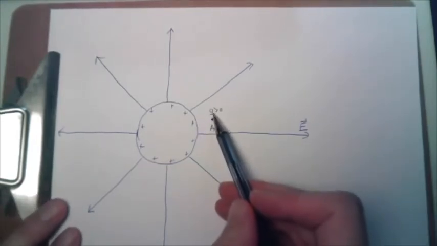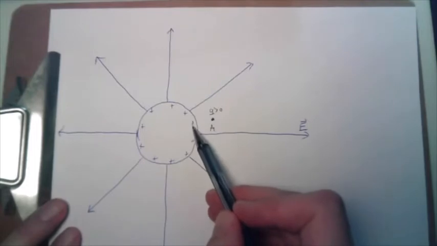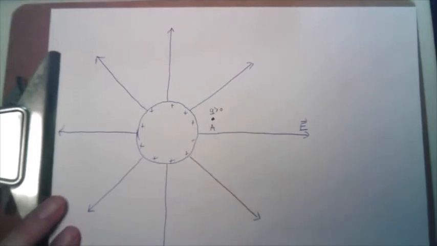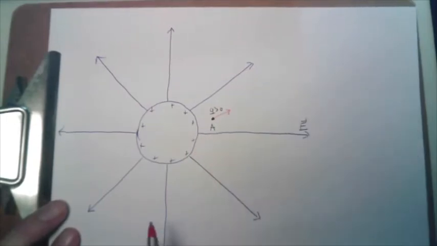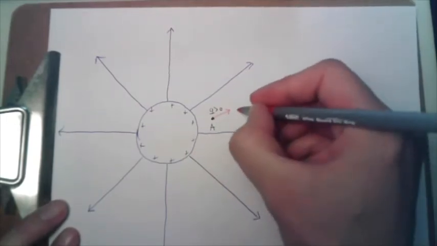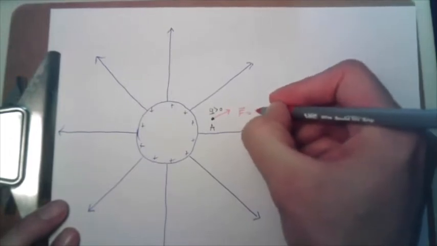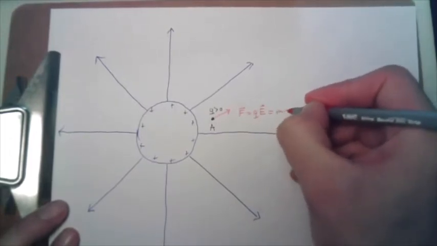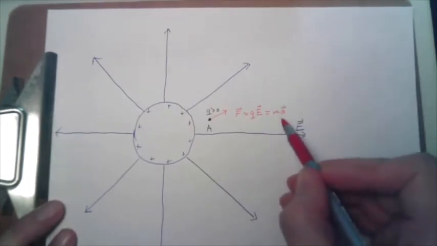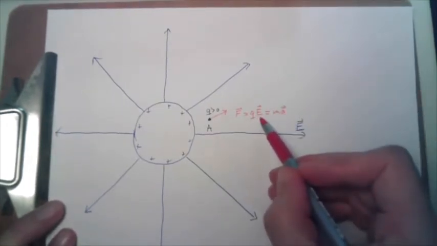And now we can ask ourselves, what's going to happen? Well, we know that a positive charge is going to be repelled by this positive charge. So it's going to experience a Coulomb force in this direction. And this Coulomb force is again going to be F is Q times E, and then that is going to be M times A. So now you get your acceleration through the electric field.